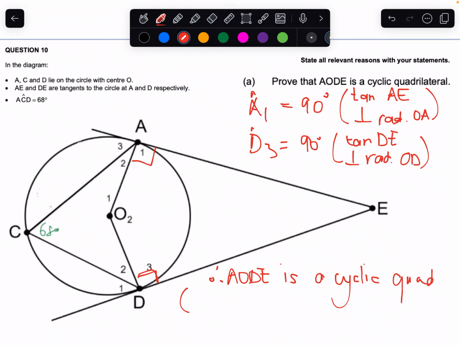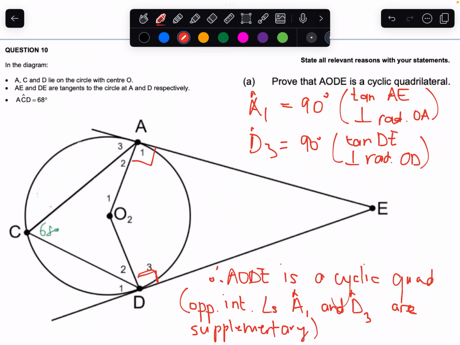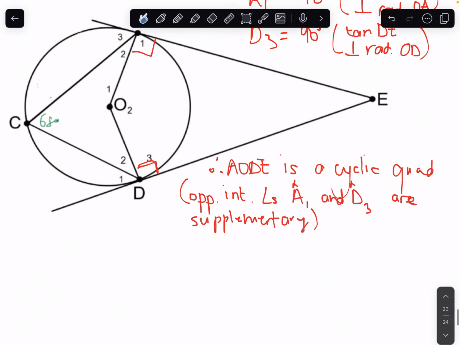Reason being, opposite interior angles. A1 and D3 are supplementary, as in they add up to 180. Right. Okay. Cool. Nice. So, on to the next question.